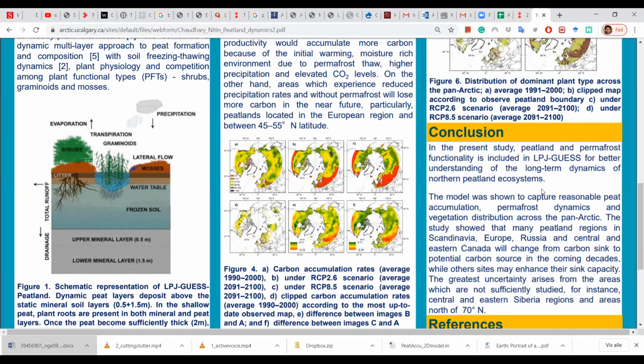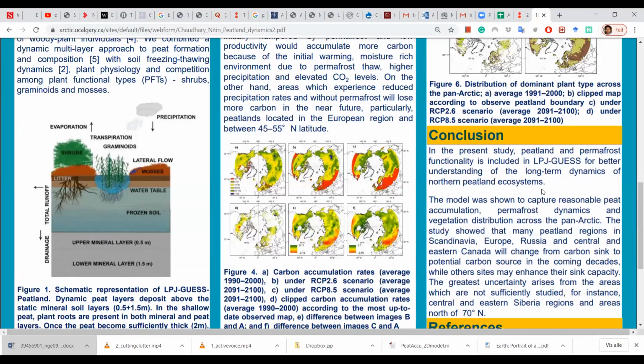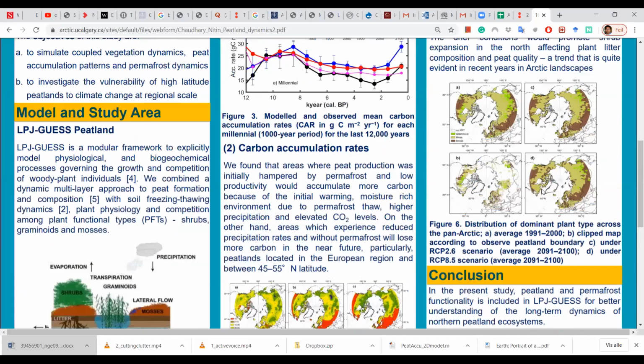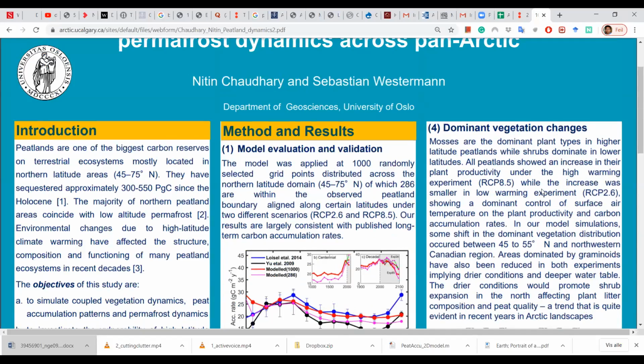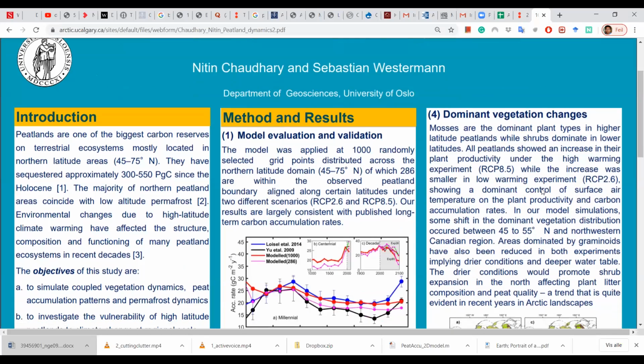Thank you very much. Thank you, Nitin. This was very interesting, and I have a question about the validation data. Do you have a good representation of validation data over this large area, or how is that?